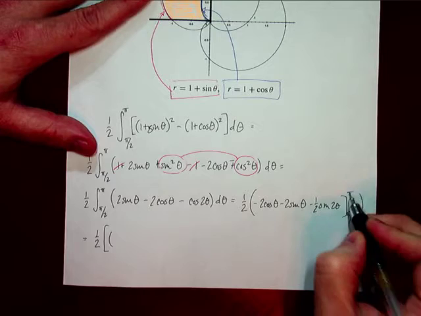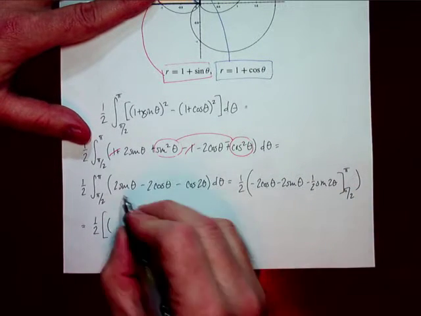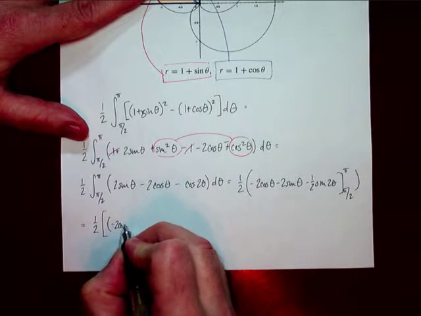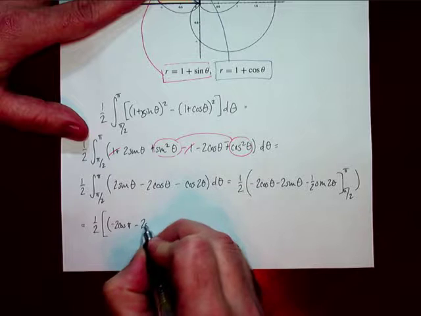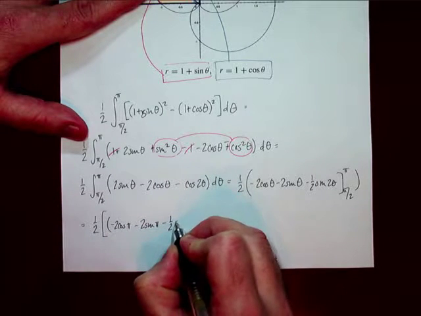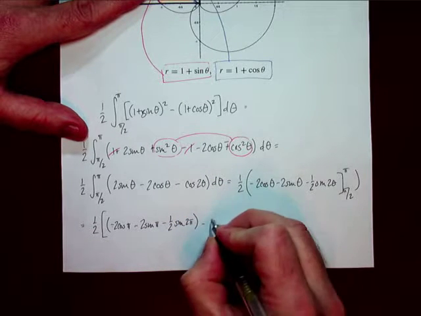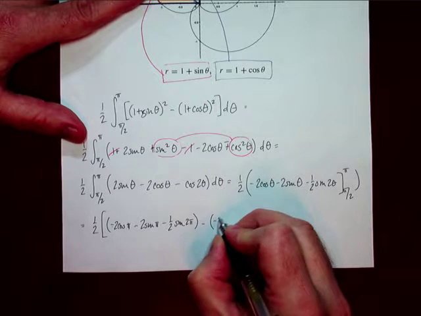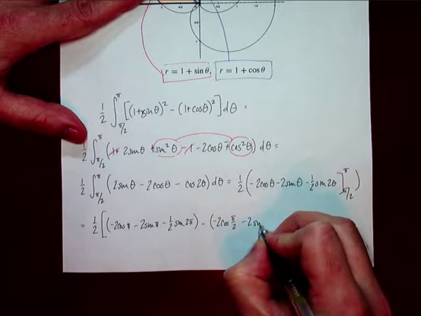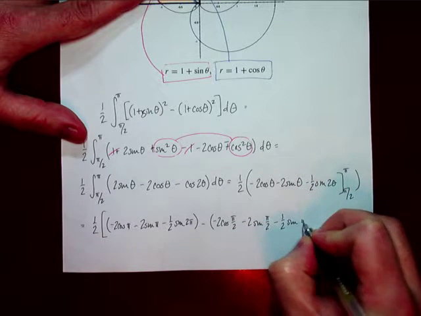Now when I start plugging in pi, I'm going to get, sorry, this is supposed to be 2 cosine. So negative 2 cosine pi, negative 2 sine pi, negative 1/2 sine of 2 pi. Minus negative 2 cosine pi over 2, negative 2 sine pi over 2, and negative 1/2 sine of pi.